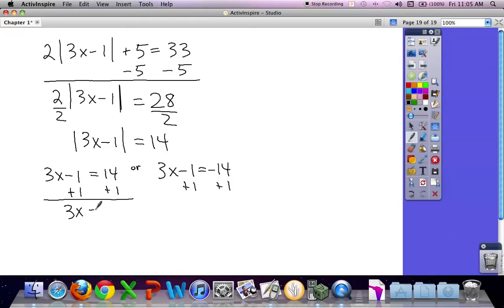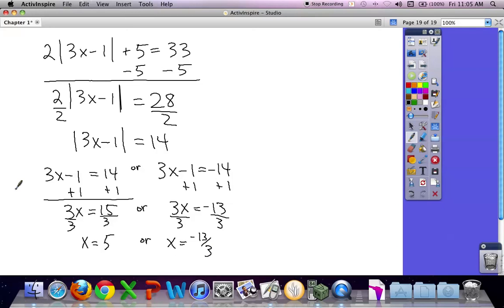3x equals 15. 3x equals negative 13. Divide by 3. x equals 5. Oops, sorry about that. Or x equals negative 13 thirds.